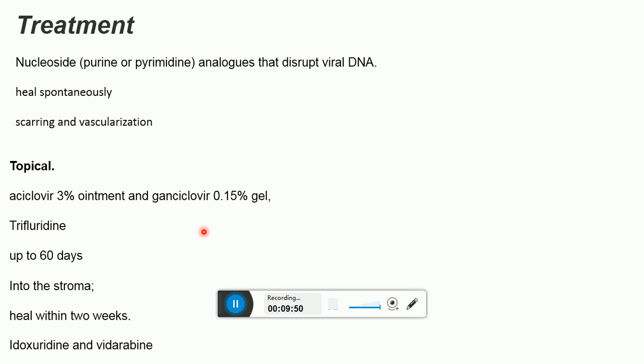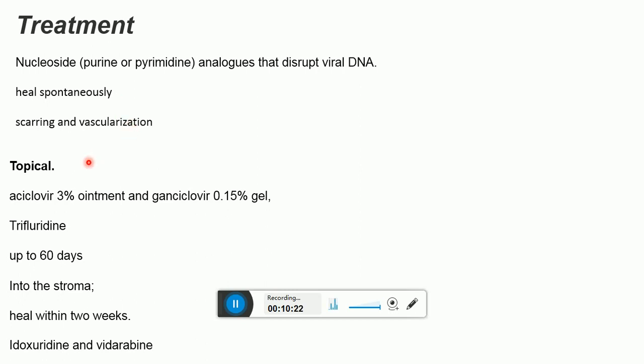Treatment of HSV is predominantly with nucleoside analogues, which are purine and pyrimidine analogues that disrupt viral DNA. The majority of dendritic ulcers will eventually heal spontaneously without treatment, though scarring and vascularization may be more significant.